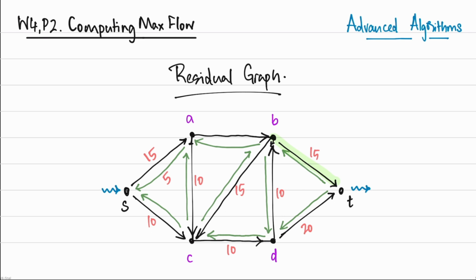It had a capacity of 5 and there's a flow of 5. So the residual capacity is 0. But on the reverse edge, we want to give you full freedom to pull back any amount of this flow that you want. And for the last edge, again, from B to T, we are similarly going to have a revised capacity of 10 and a reverse capacity of 5.